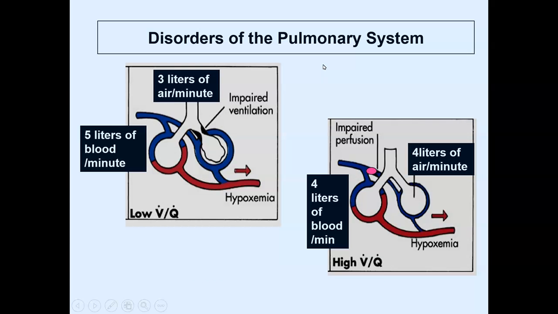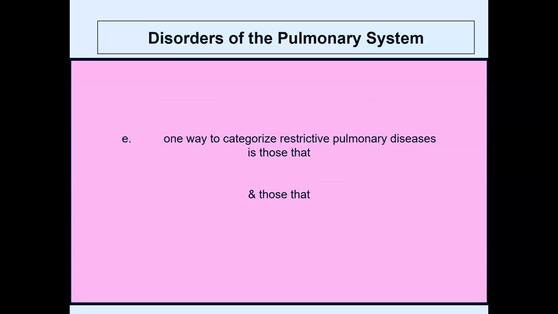So here is again that picture representation of what I just talked about. Look on the left: when we talk about problems with patients bringing in enough air, there is less air, 3 liters of air per minute versus the 5 liters of blood that is zooming through, then that is going to be a low VQ disorder. And then on the high VQ disorder, there is some problem that's obstructing blood flow, the ability of blood to get to the alveoli for gas exchange. We have 4 liters of air normal, and then less blood, 4 liters of blood. And so that's how we come up with high VQ versus low VQ.